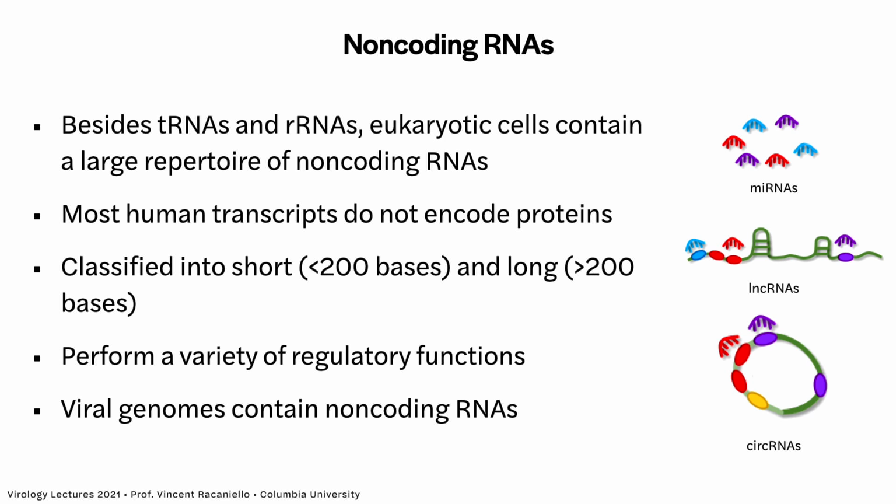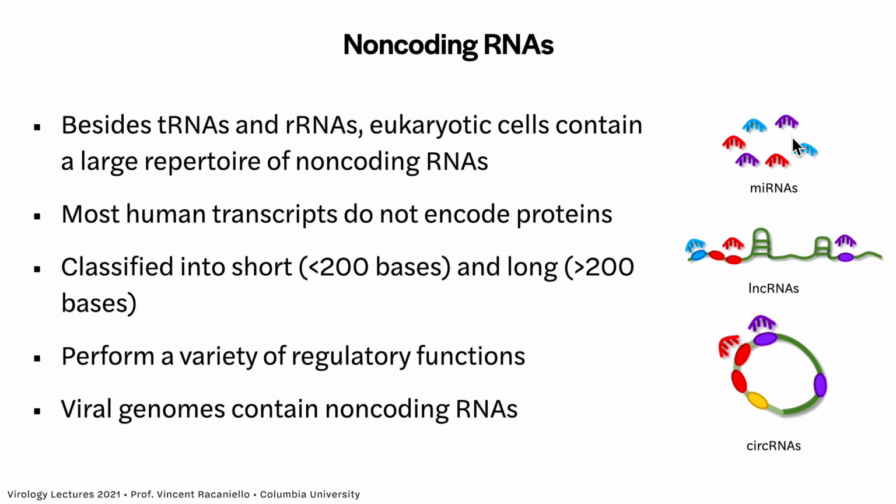Okay. There are other RNAs in cells I want to tell you about because they have a big role in virus reproduction. These are non-coding RNAs. And, besides tRNAs and ribosomal RNAs, which are non-coding, there's a whole repertoire of non-coding RNAs that we've just discovered. And in fact, most human transcripts don't encode proteins. And they've now been classified into short and long based on their length. They have a variety of regulatory functions. And I'm going to give you some examples of non-coding RNAs and viral genomes that have some functions.